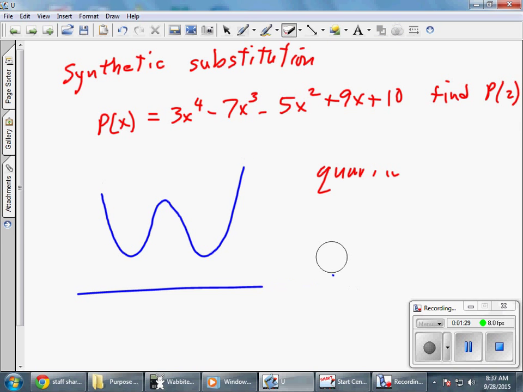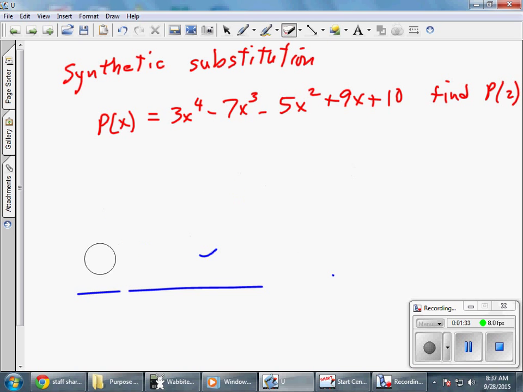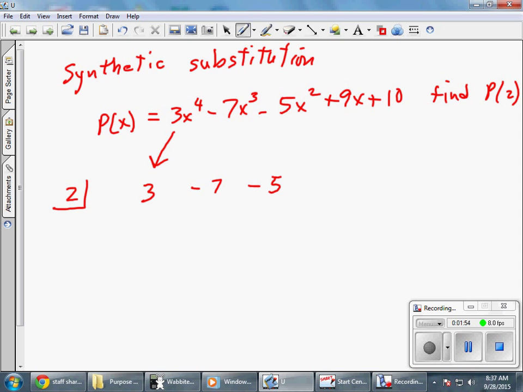So you can obviously just put this in your calculator, and we'll check that in a minute. But you can also do it with synthetic substitution. So notice, I can put my 2 in a little box off to the corner, and I can just bring down 3, -7, -5, 9. I'm just bringing down these coefficients. And 10.